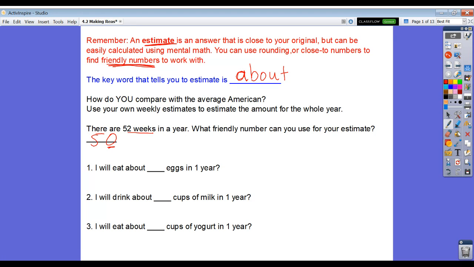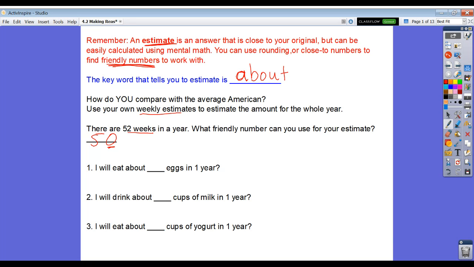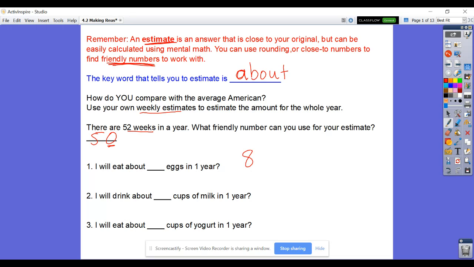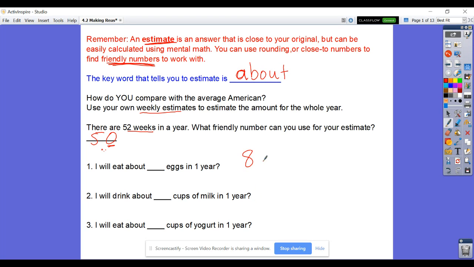So question 1 says I will eat about blank eggs in a year. I actually eat a lot of eggs. I really love hard-boiled eggs. First I have to think about how many eggs I eat in a week, right? Because I have to use my weekly estimate. So actually in a week, I eat about 8 eggs each week. And then I know there are about 50 weeks in a year. So this was my weekly number of eggs, right?